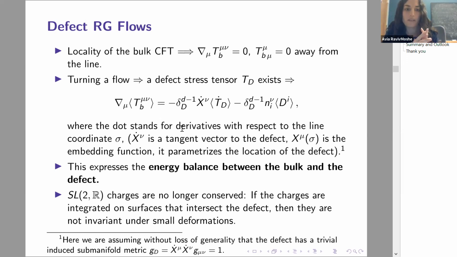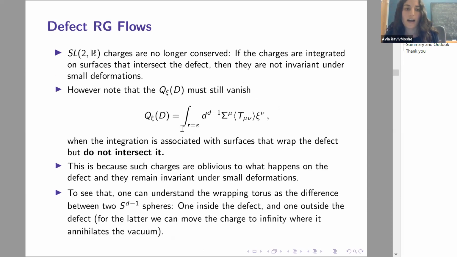Now we added an RG flow, and this means that the SL(2,R) charges are no longer conserved. If the charges are integrated over surfaces that intersect the defect, then it is no longer true that they are invariant under small deformations. However, and this is important, these charges will still continue to vanish whenever the surface wraps the defect and does not intersect it. They must still vanish for every surface that wraps the defect and does not intersect it.